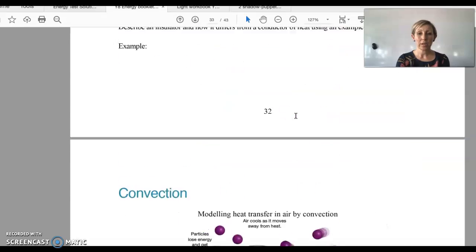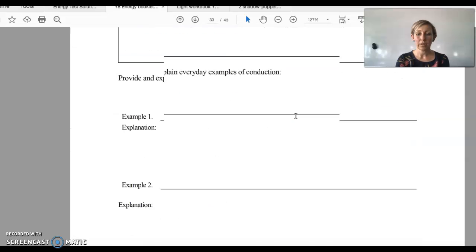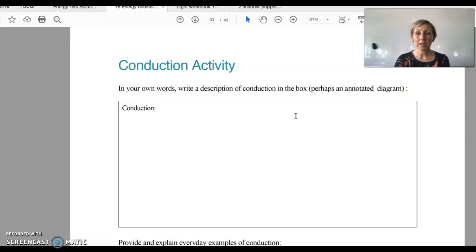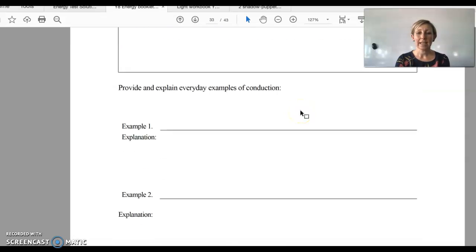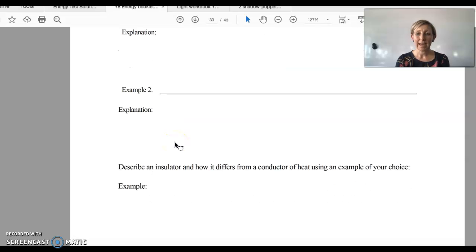Going to your conduction page, make sure that you can give, so this is page 32, describe conduction in your own words, give some examples of conduction from your own life, and describe a situation or an example of a good insulator. So a good insulator is just a poor conductor of heat energy.